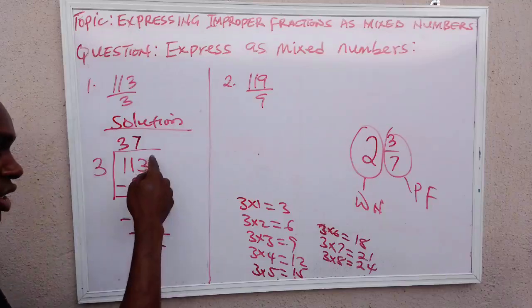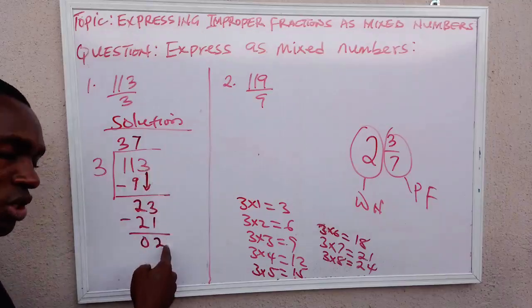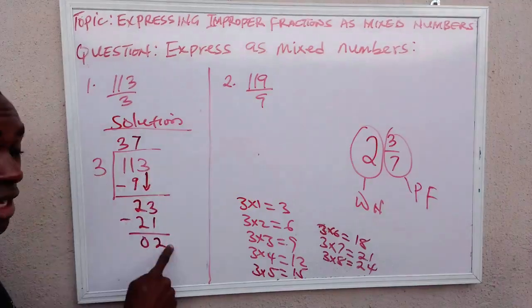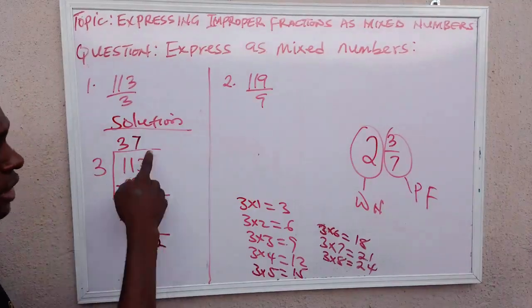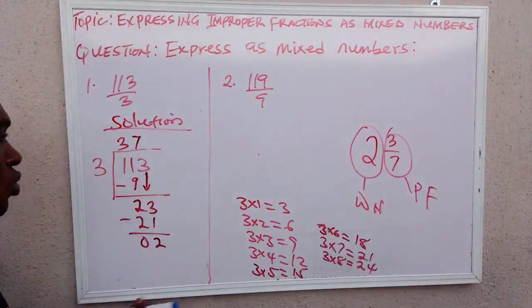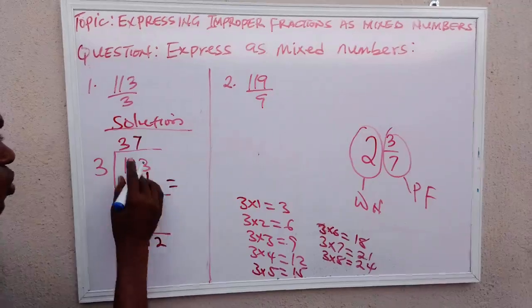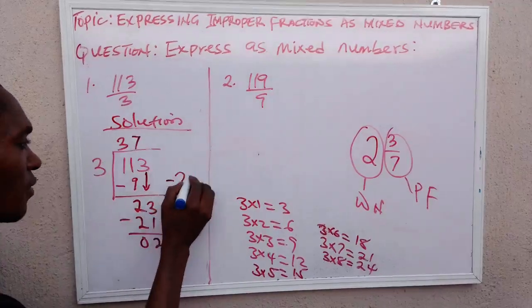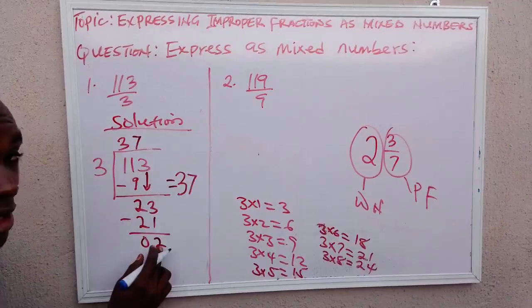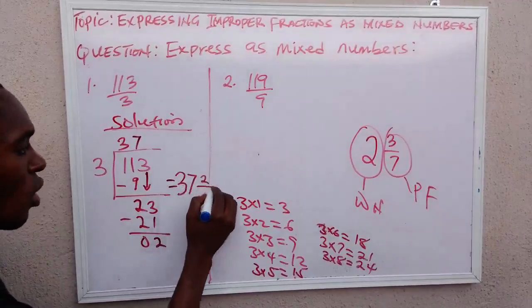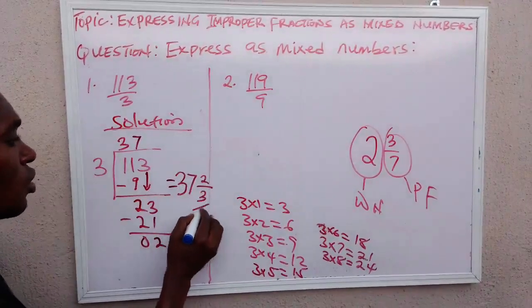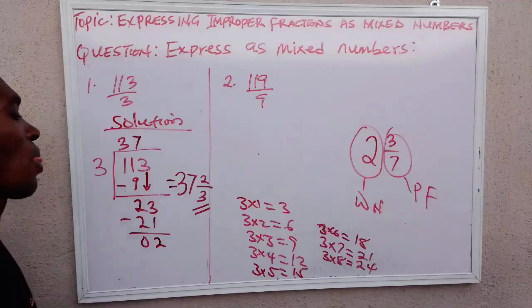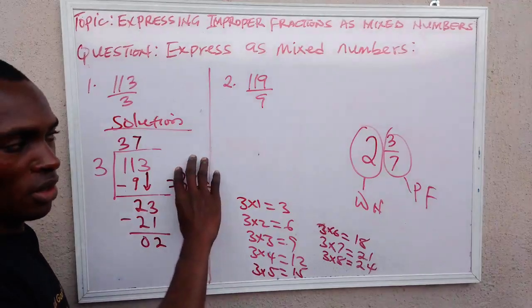Assuming there's another digit here, I would have brought it down here. Then I check how many 3's can go into that particular number. But you see, there is no number left. So this is where we stop. So our answer is going to be 37 whole number. Then this is the remainder, 2 over 3. So this forms our mixed number that we are looking for.